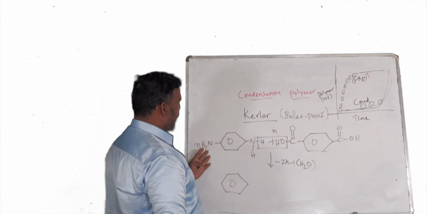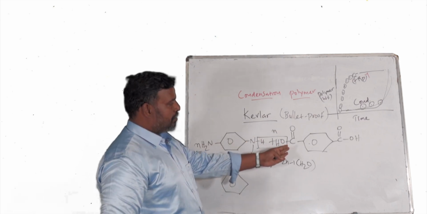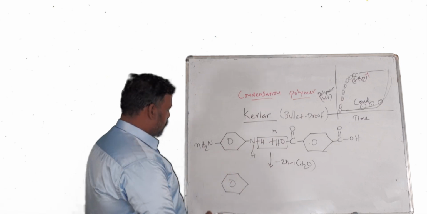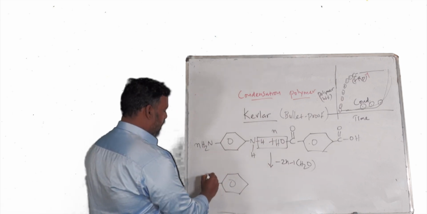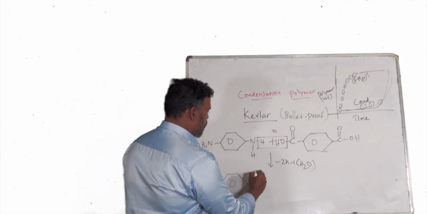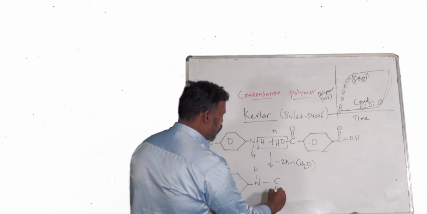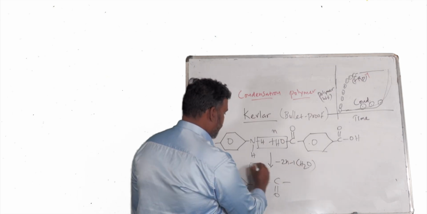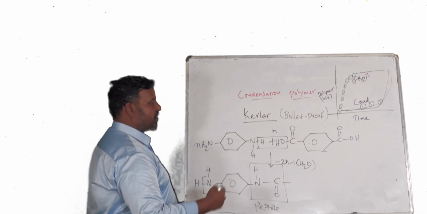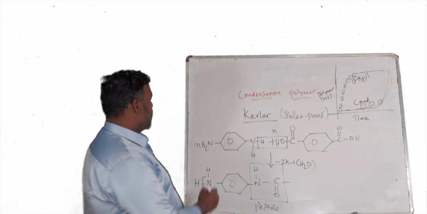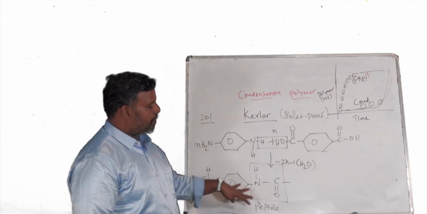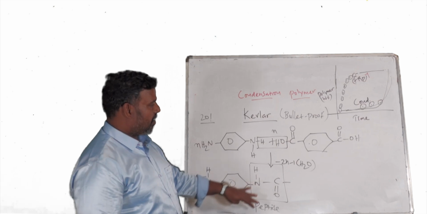So you're using diaminobenzene and terephthalic acid as monomers. These two react to produce this Kevlar. I'm just drawing a structure here. It also has a peptide linkage. We call this peptide coupling. Peptide linkage in biology is very important. We're all made up of 20 amino acids. All the amino acids react to produce a peptide linkage. So this is a bond of life.